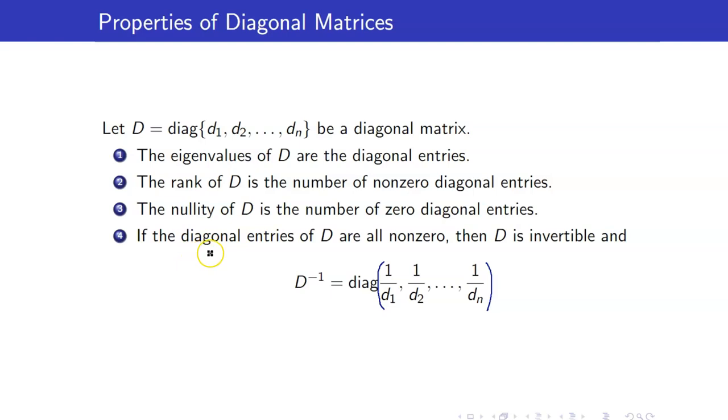If the diagonal entries of your D are all non-zero, then your diagonal matrix is invertible, and its inverse is also a diagonal matrix whose entries are simply the reciprocal of your diagonal entries. We have seen how to get the properties of a diagonal matrix simply by looking at your diagonal matrix. No computation whatsoever is needed. Hence, we are interested with matrices that are similar to diagonal matrices. Such matrices are said to be diagonalizable.